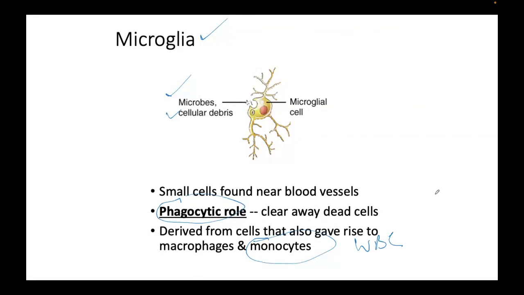A monocyte is a white blood cell that circulates in your blood vessels, and as soon as it finds some sort of lesion or toxin or infection or debris, that monocyte leaves, goes into the neural tissue, and now it becomes a macrophage. But the type of macrophage that it's referred to when it's in the neural system is called a microglial cell.